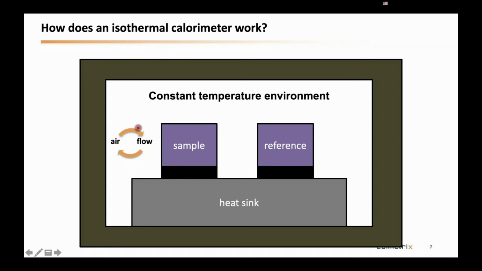It's maintained by an airflow, and that's all it is. So constant airflow gives you a constant temperature in there, so it makes it a very efficient, very, very precise curing chamber. And on the bottom of that, you have a heat sink.